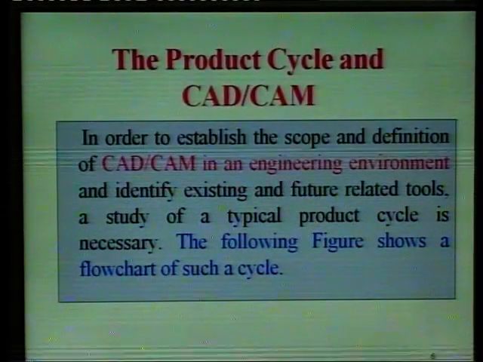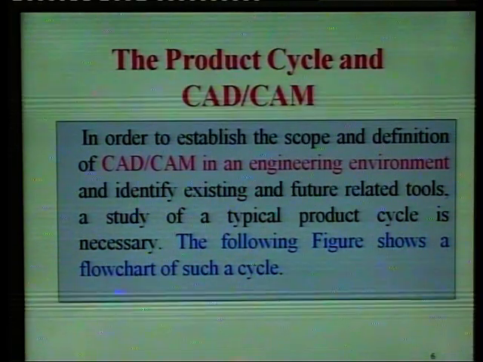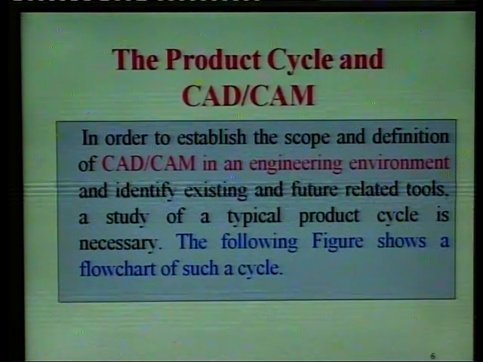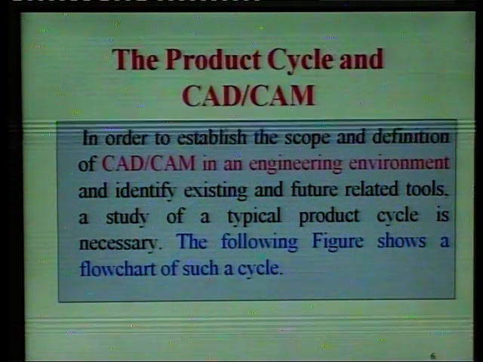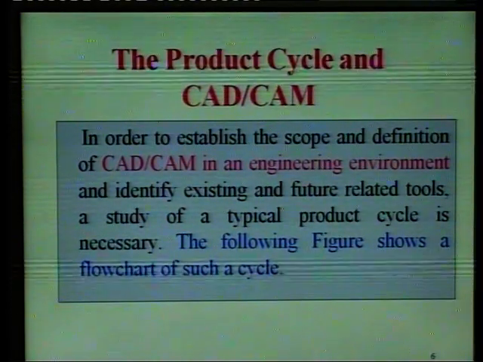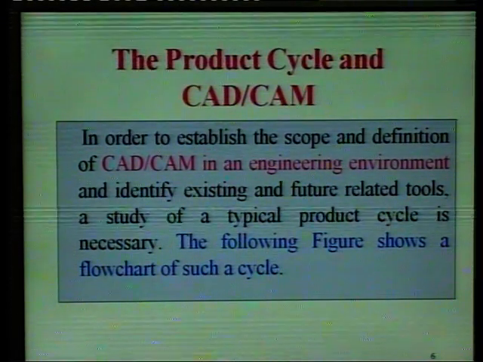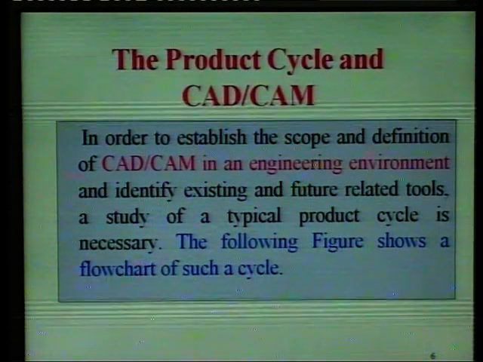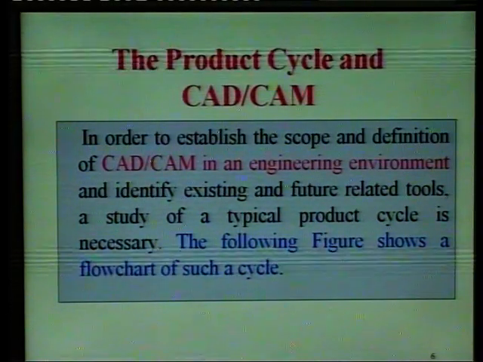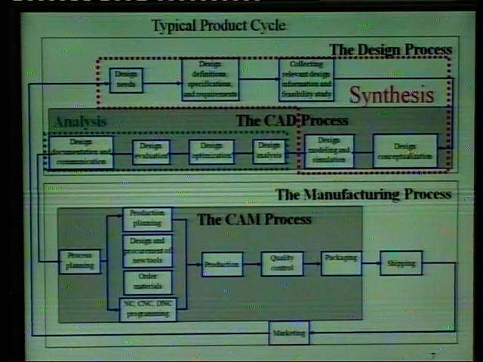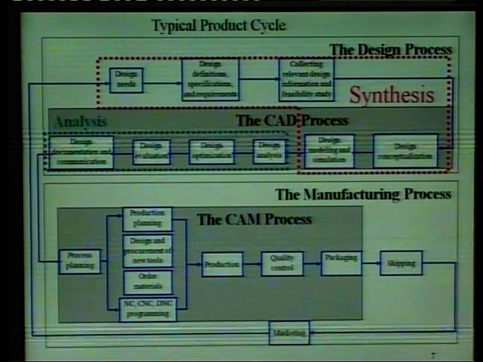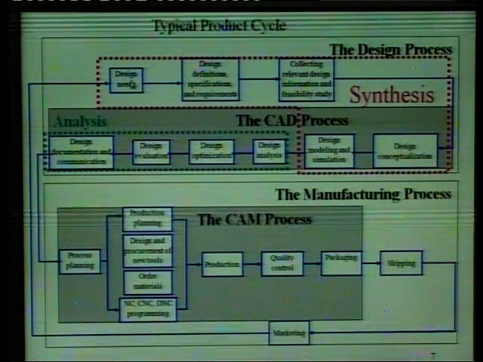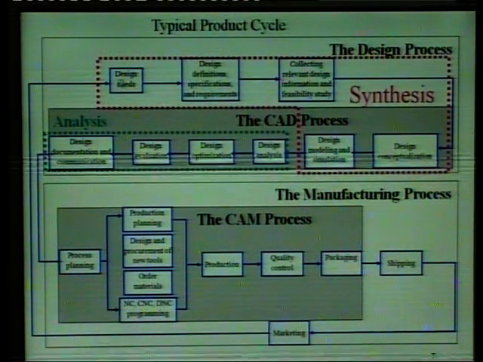So, before moving further, in order to establish the scope and definition of CAD/CAM in an engineering environment and to identify existing and future related tools, a study of a typical product cycle is necessary. In the following figure, we have shown a flow chart which shows the product cycle for any product, and it has been related to the CAD/CAM. So, this is a typical product cycle. It starts from the feedback of design needs which we obtain from the market, from the consumer.